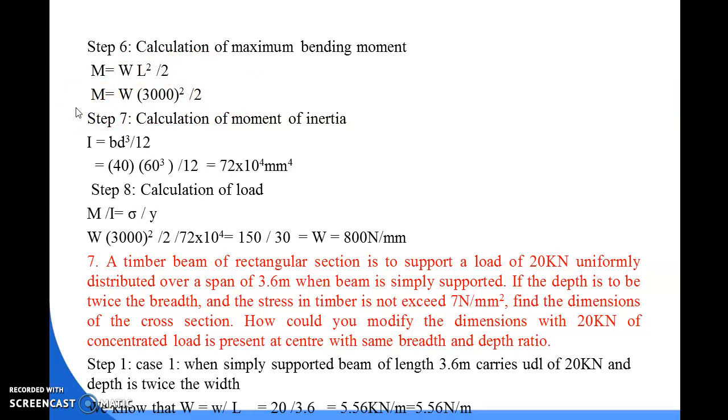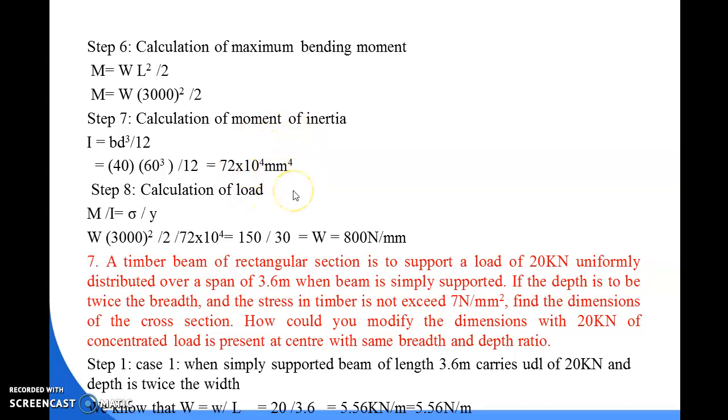Now we can find out the value of moment of inertia, as we know that it is a rectangular section. So we can put the value BD cube by 12 here. B value is 40 and D value is 60. Hence the formula will be 40 into 60 to the power 3 divided by 12. Hence we will get the value of moment of inertia as 72 into 10 to the power 4 mm to the power 4.